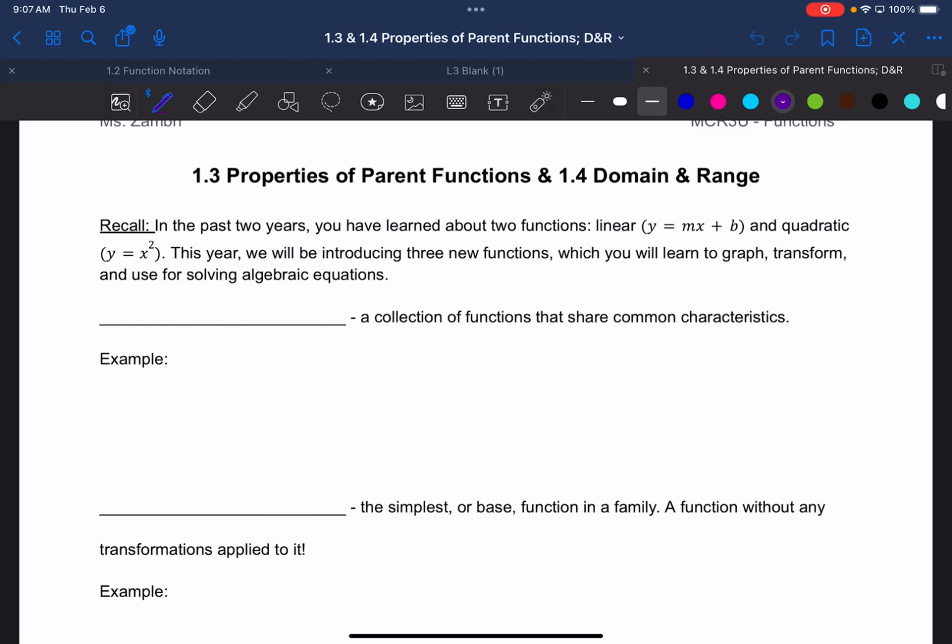Before we get into the new functions that we're learning and domain and range, you have learned about two types of functions already. You've learned about lines, that y equals mx plus b, and then you learned about quadratics last year in grade 10. You learned about x squared, right? That U shape. And so you're going to learn three new functions today.